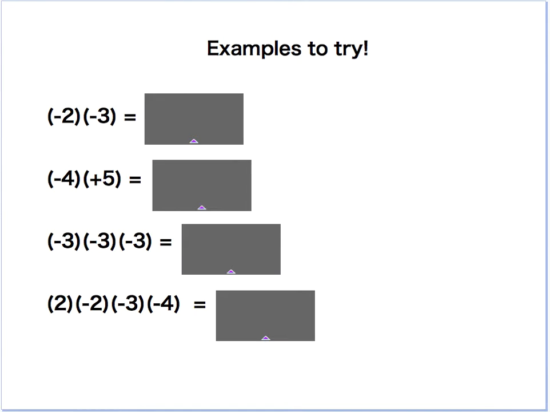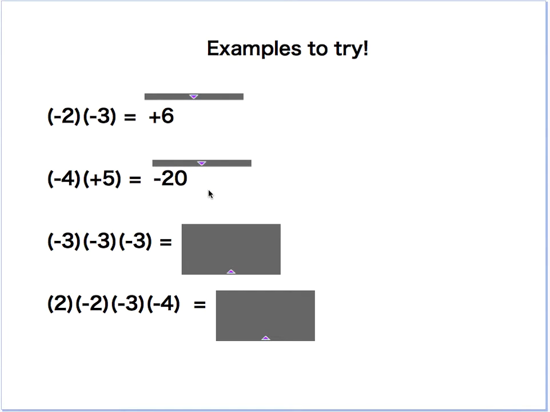Right here we have negative 2 times negative 3. That's going to give us positive 6. The way we do it is we multiply the numbers first. So 2 times 3 is going to give us 6, and then we look at the sign. Because there's two negatives, they're the same sign, our answer is going to be positive 6. Over here, we have negative 4 times positive 5. 4 times 5 is 20. And because the signs are different, our answer is going to be negative. So negative 20.